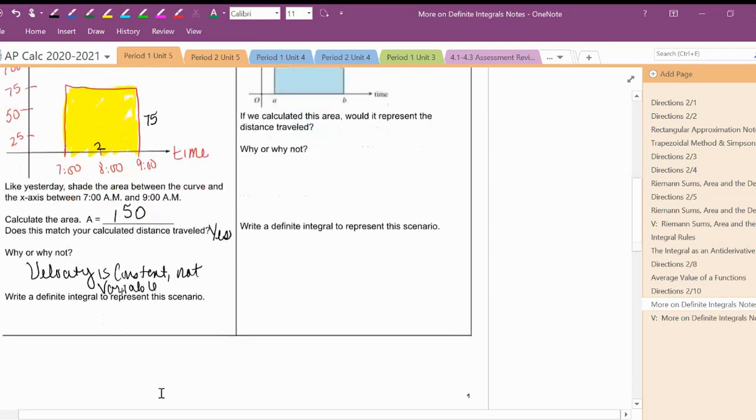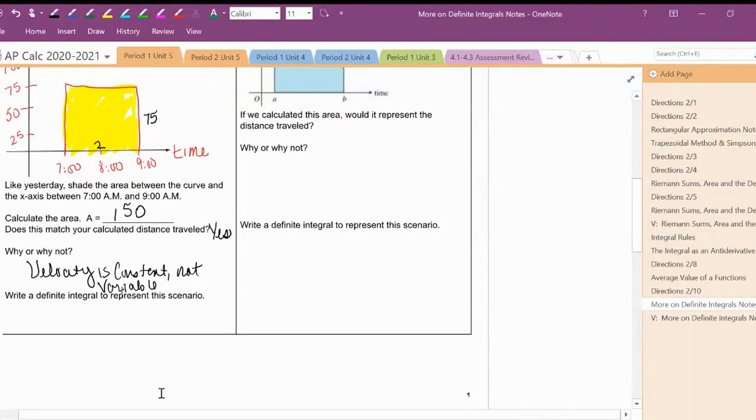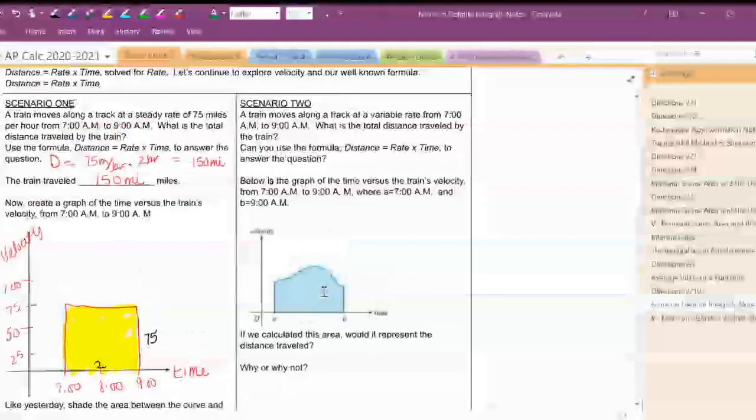And if we wanted to use an integral to represent the situation, we would take the definite integral from 7 to 9 of 75, and probably put dt because we're talking about time here. Okay, now we're going to change it up a little bit.